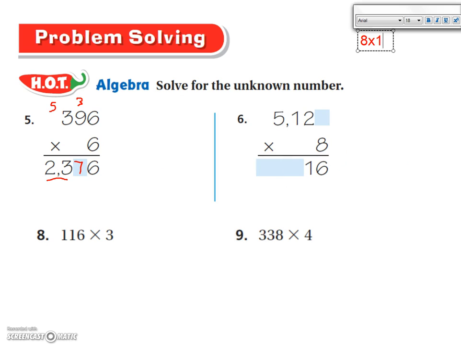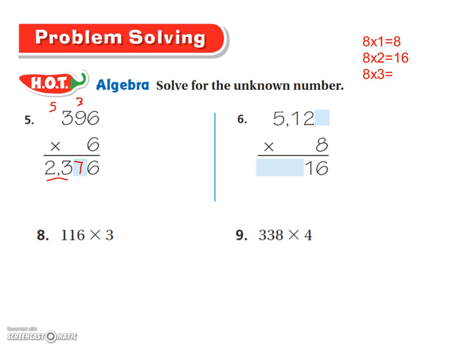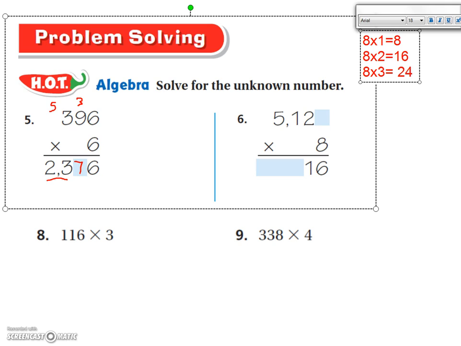8 times 1 equals 8. If I add 8 to that, that's 8 times 2 equals 16. 8 times 3 equals 24. 8 times 4 equals 32. 8 times 5 equals 40.